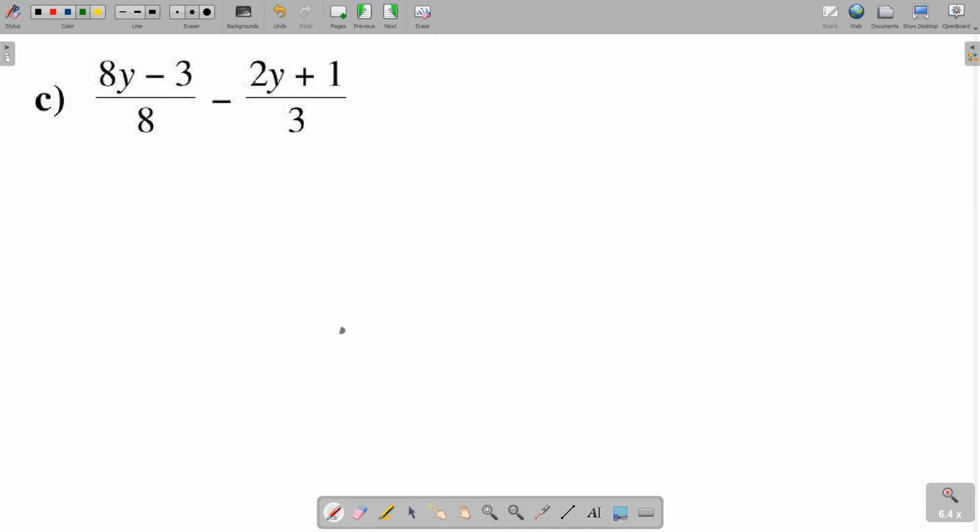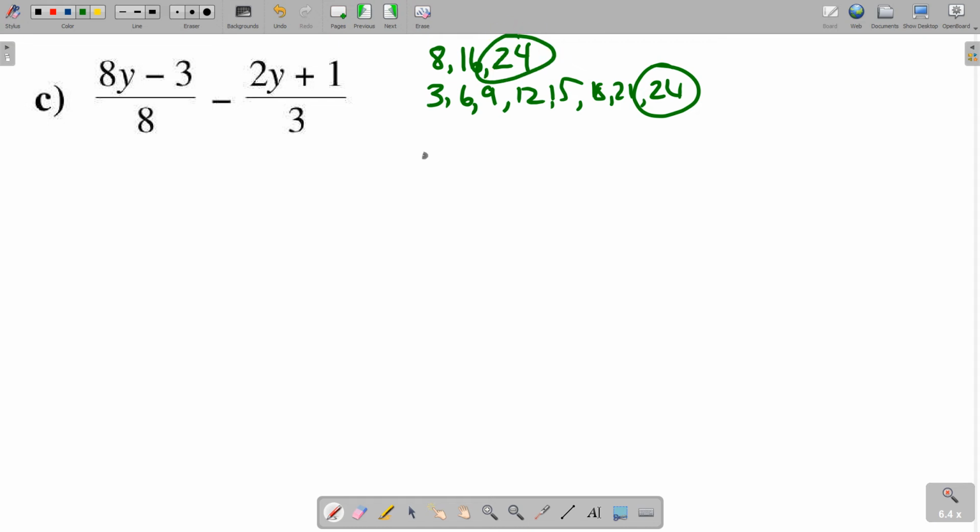Okay, we've got ourselves the ones that have two different denominators. And in this case, if I was to start writing out my multiples to see what we've got, I'll just do it over here this time. 8. 8 times 2 is 16. 8 times 3 is 24. Wait a minute, I said 8 times 3. There it is. So if I went 3, 6, 9, 12, they don't have 12. 15, 18, 21, 24.